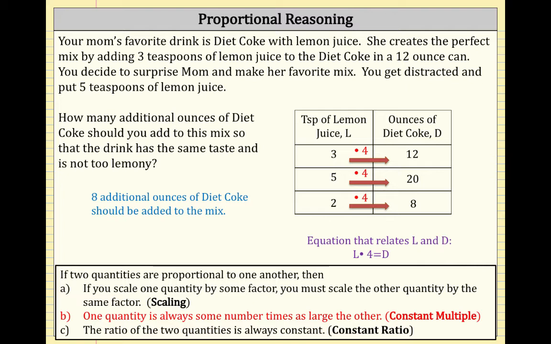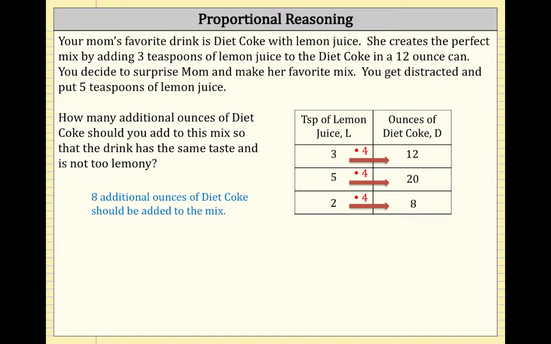Now, when we're looking at an equation that relates the number of teaspoons of lemon juice to the number of ounces of Diet Coke, it's interesting to observe that if you take the number of teaspoons of lemon juice and multiply it by 4, you end up with the number of ounces of Diet Coke. That's really that constant multiple relationship. That means we could write this more simply as D = 4L. So the constant multiple perspective of proportionality also helps us write equations. That's a useful fact to know.